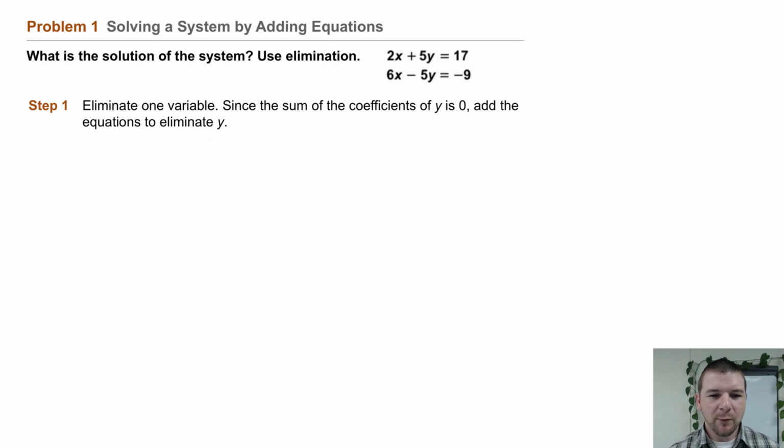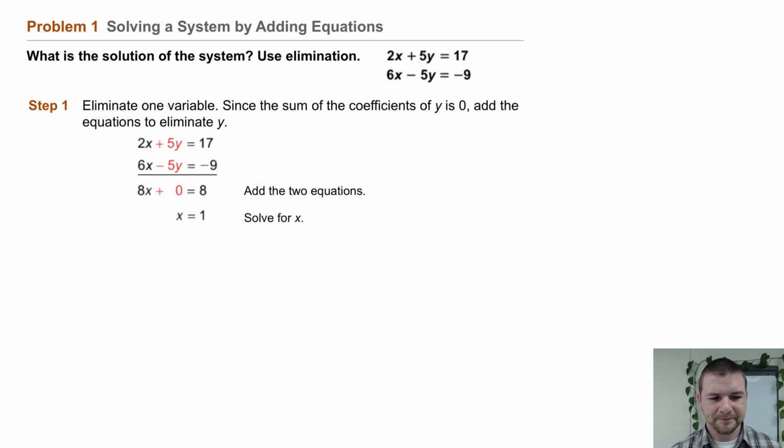So step 1, eliminate one variable. Since the sum of the coefficients of y is 0, we'll add the equations to eliminate y. So watch what happens. 2x plus 5y equals 17. 6x minus 5y equals negative 9. As we add the two equations together, we get 8x plus 0, the y's cancel out completely, equals 8. X equals 1.